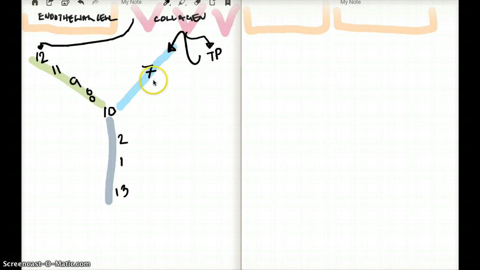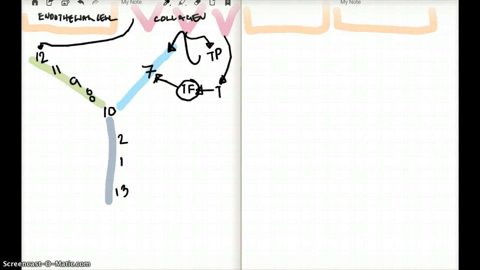Another factor that can also activate our factor 7 is our tissue factor. Now, tissue factor is activated by trauma. Anytime there is trauma, which is right here, trauma is going to activate tissue factor, and tissue factor is going to activate factor 7, leading to the extrinsic pathway.